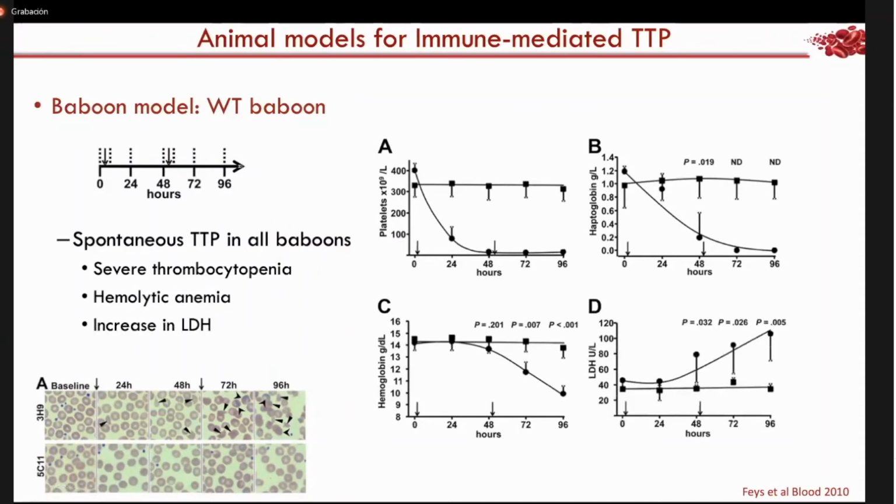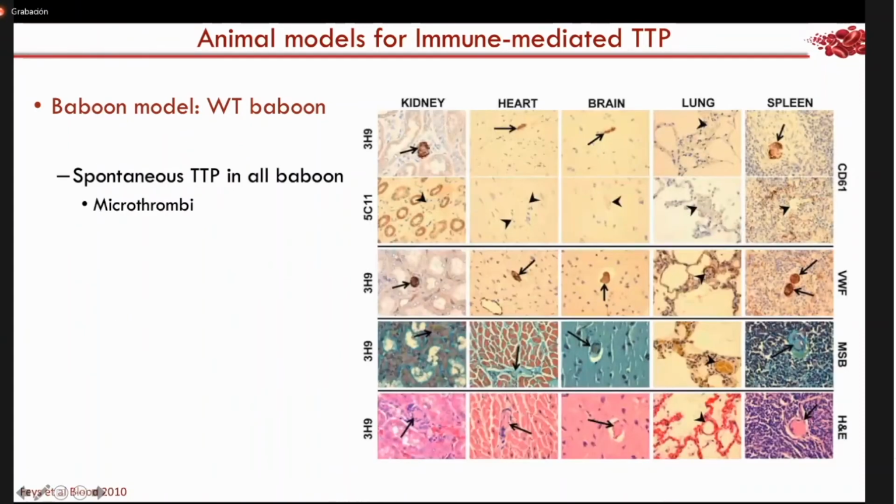We also saw an increase in LDH, which reflects damage of red blood cells and organ damage. Again, the circles when we inject the inhibitory antibody and not with the control antibody. And importantly, we even saw the appearance of microthrombi in different organs of the baboons. So here you see the kidney, the heart, the brain, the lung, and the spleen. 3H9 is the antibody that inhibits ADAMTS13 activity. 5C11 is the control antibody.